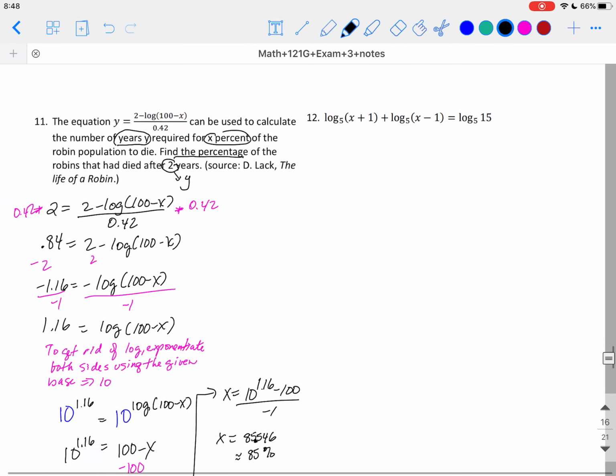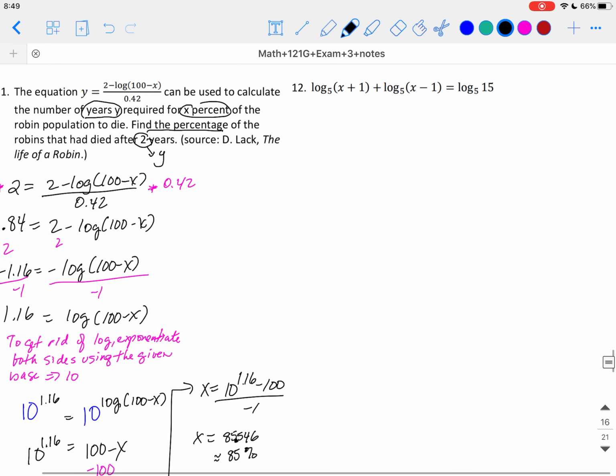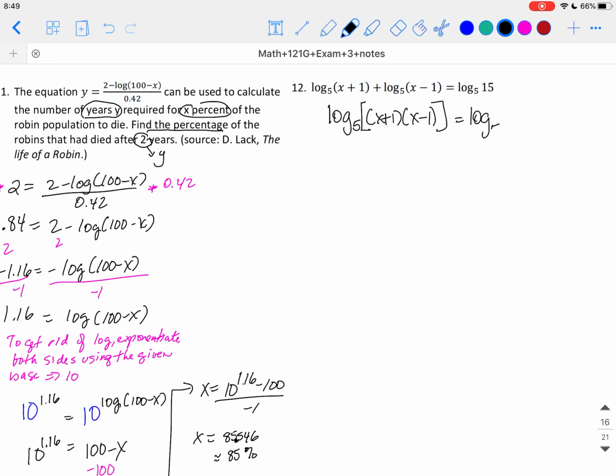Number 12. We have, oh, it's not going to let me zoom in. Okay, so the log base 5 of x plus 1 plus the log base 5 of x minus 1 is equal to the log base 5 of 15. So awesome thing that we all have the same base, which is 5. And so on the left hand side, again, adding logarithms, you can combine them as a multiplication. So it's the log base 5, technically, of x plus 1 times x minus 1 is equal to the log base 5 of 15.